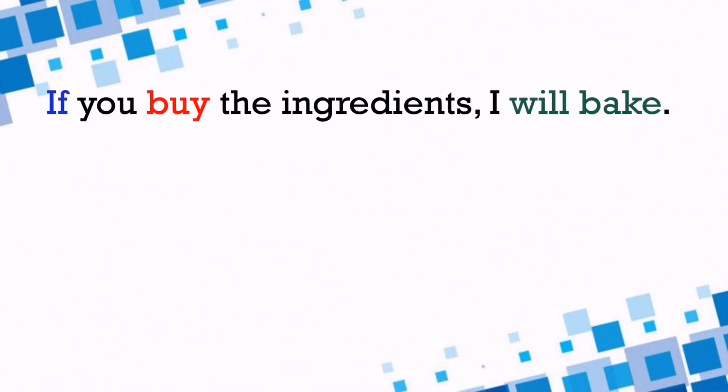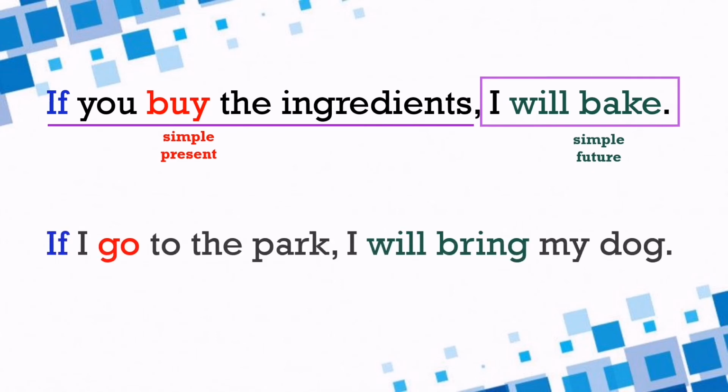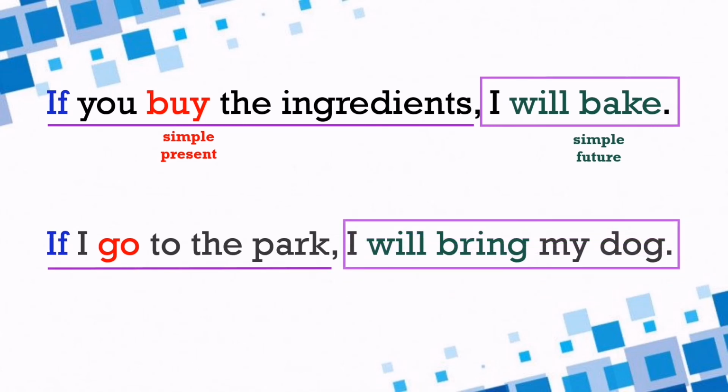Let us look at the following sentences. If you buy the ingredients, I will bake. The if clause is if you buy the ingredients, and the main clause is I will bake. The verb buy is simple present, and the verb will bake is simple future. If I go to the park, I will bring my dog. The if clause is if I go to the park, and the main clause is I will bring my dog. The verb go is simple present, and the verb will bring is simple future. A simple future tense is illustrated by adding the word will to the base form of the verb.